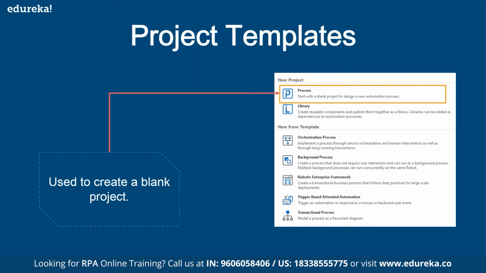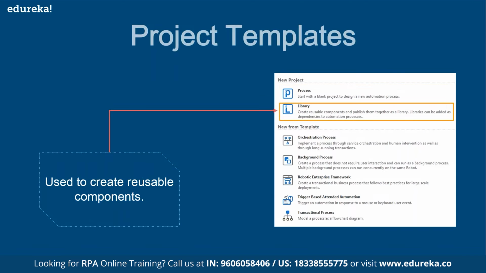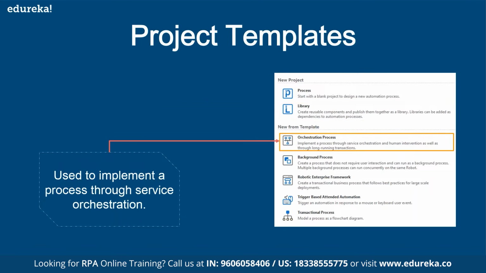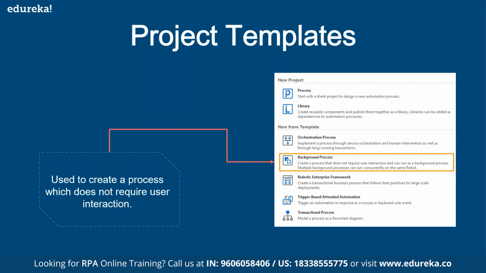Process is used to create a blank project, whereas library is used to create reusable components. Orchestration process is used to implement a process which will run through the orchestration service. What is Orchestrator is a completely different topic from this webinar. That is an in-depth topic, right? Then background process, the process that doesn't require any human intervention, can be called a background process, and that can also be implemented.